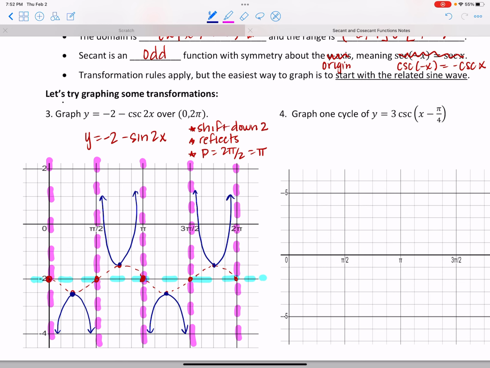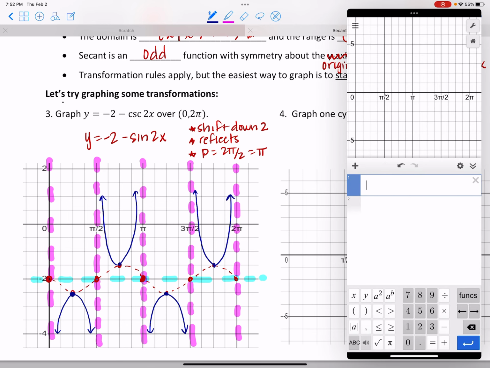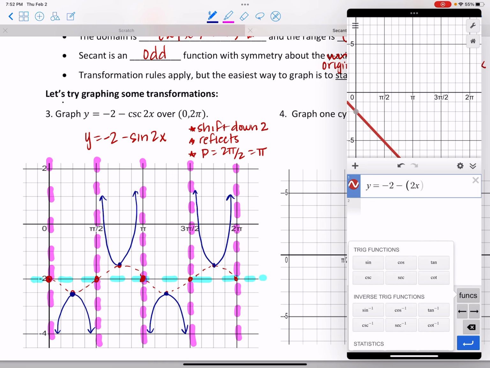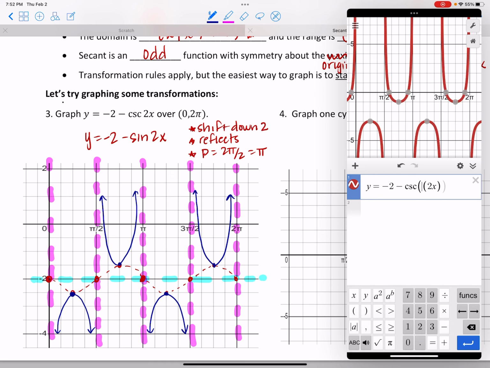Again, this would be great to confirm with the calculator. Let's put in y equals negative 2 minus the sine of 2x. Oh, sorry, not sine. Looking at my writing and not the one that I'm actually trying to graph, which is cosecant. And yeah, 0 to 2 pi. You can see the 2 on the bottom there, and the 2. Yeah, perfect. Okay, so our work is confirmed.